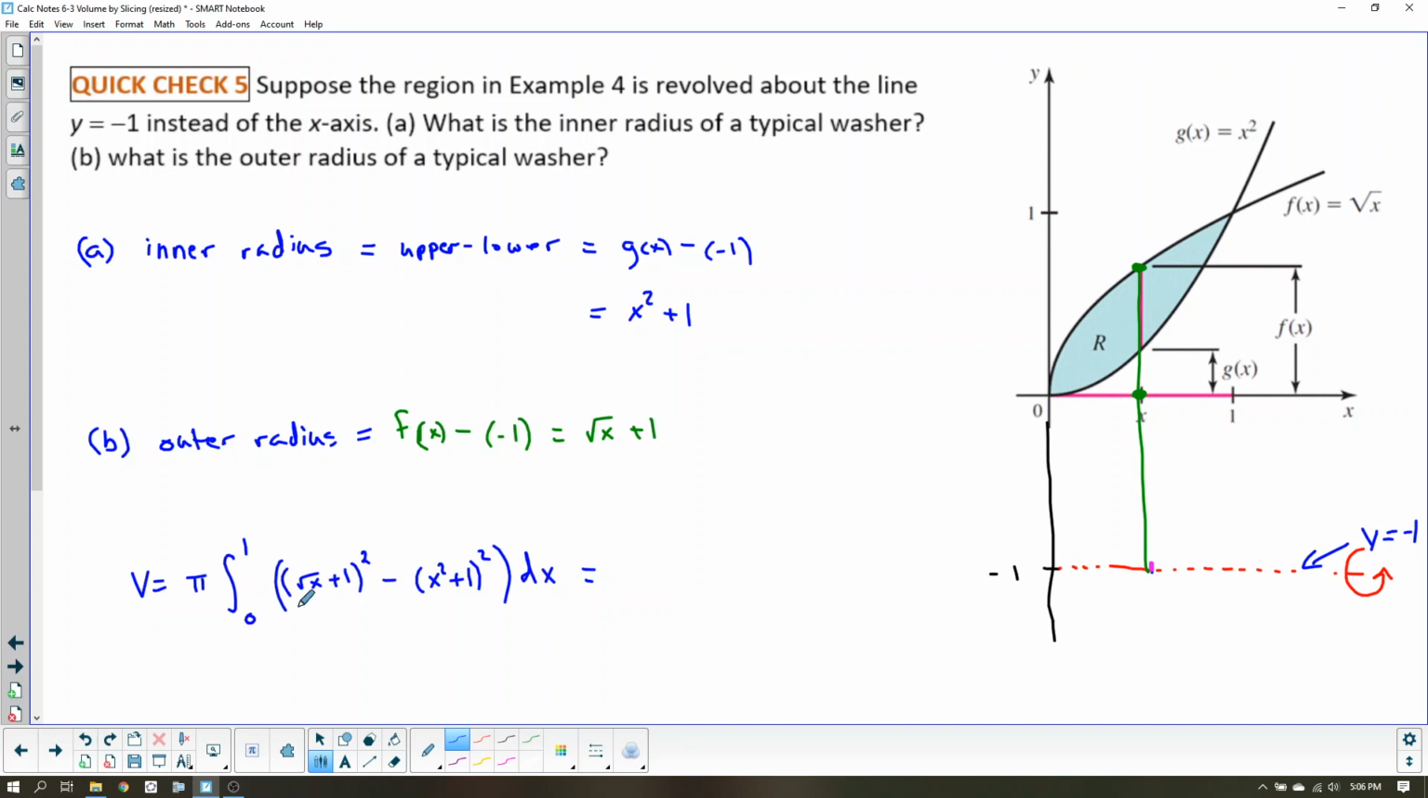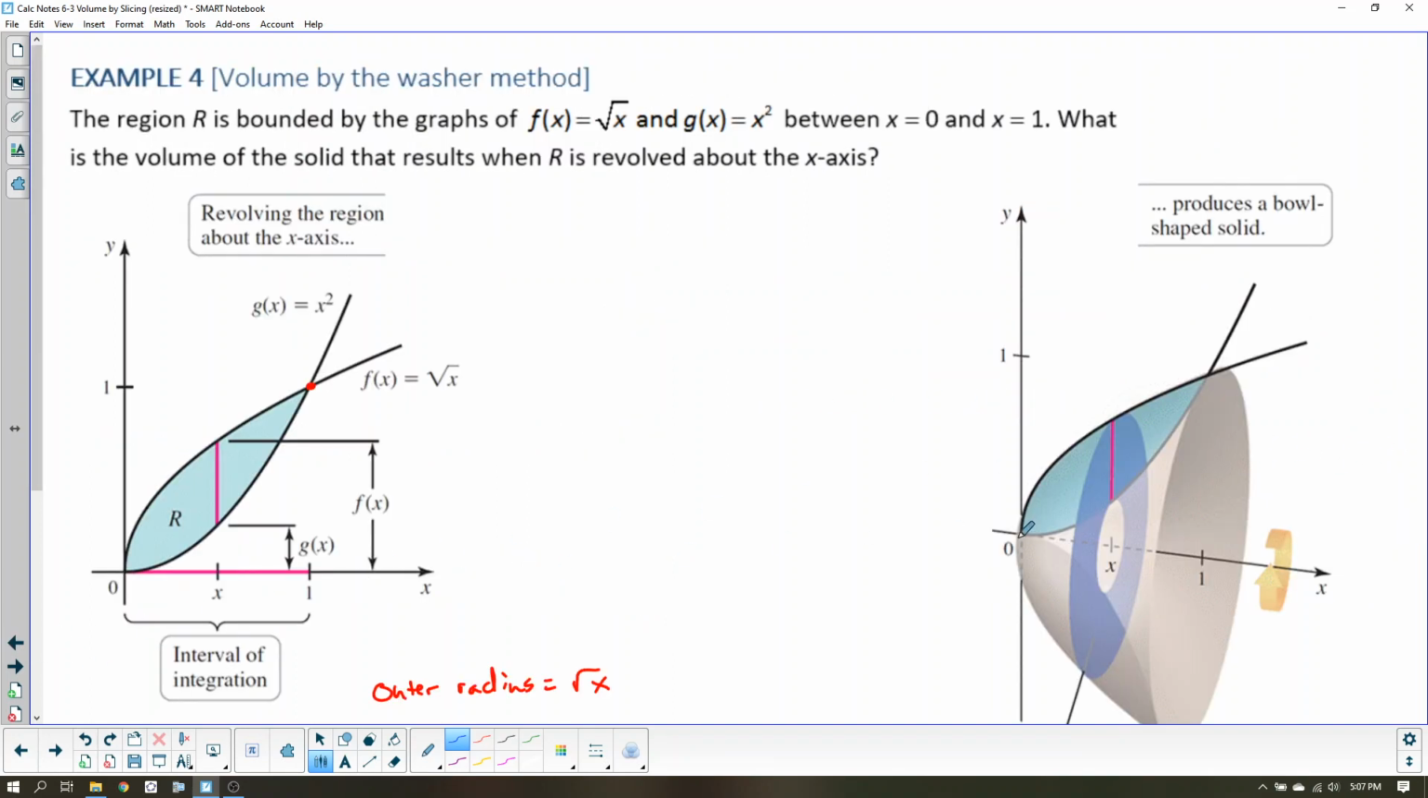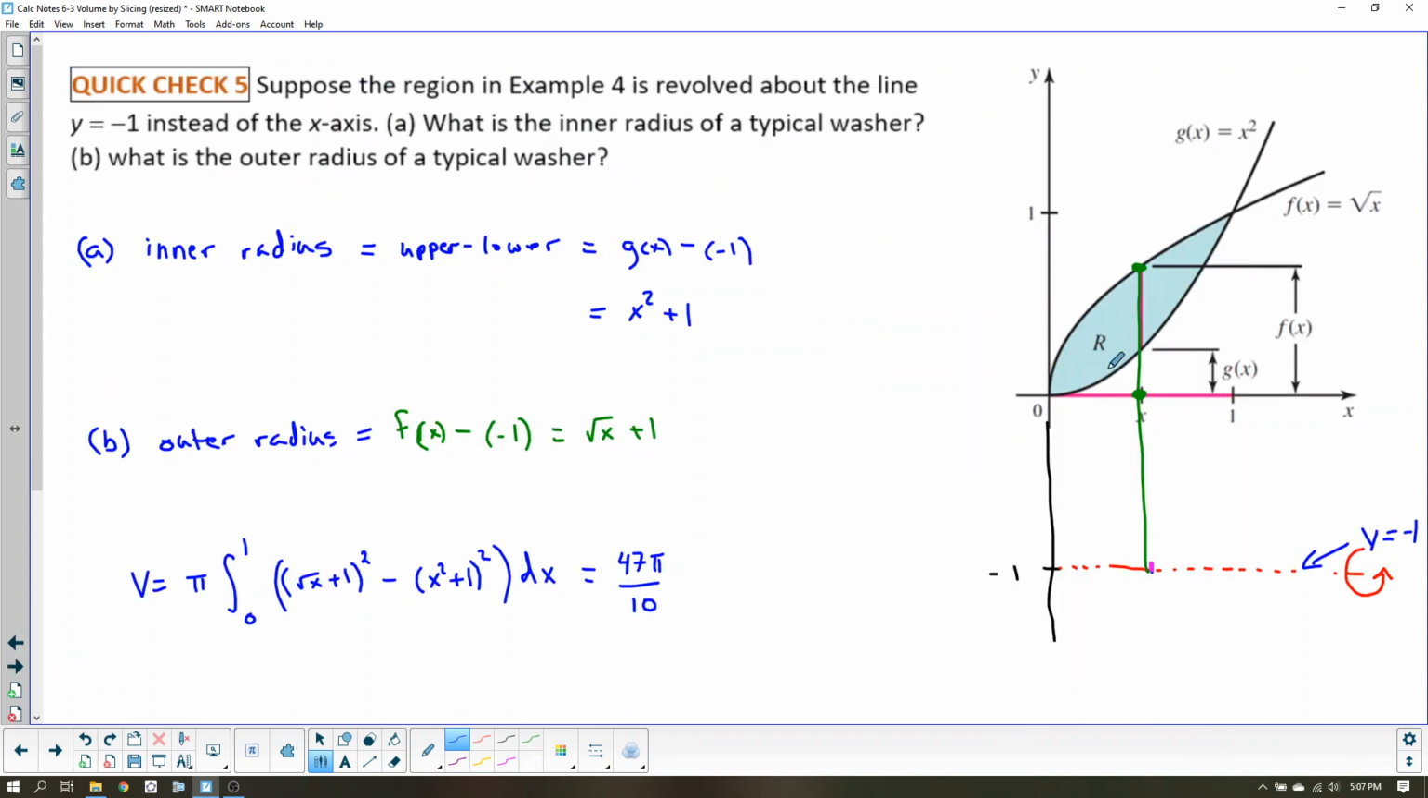If you evaluate that one, this would be a little messy by hand. You'd have to foil all of this, combine as much as you can, but I believe you get 47 pi over 10 if you did evaluate that. If you did rotate this all the way around, it would have a hole going all the way through it, whereas when we rotated it in the previous one, no hole here. So similar shape, but obviously with a hole passing all the way through.